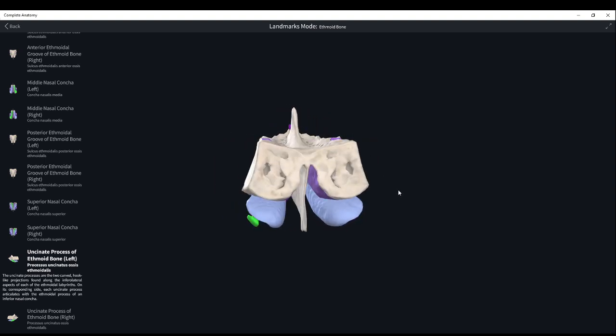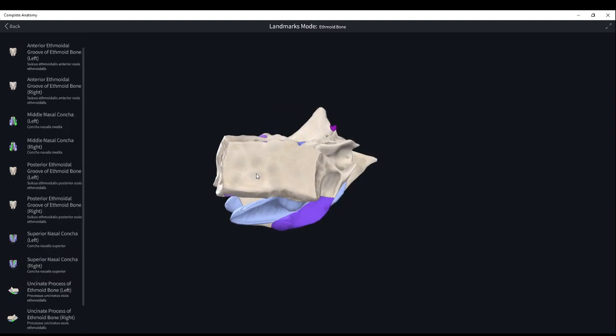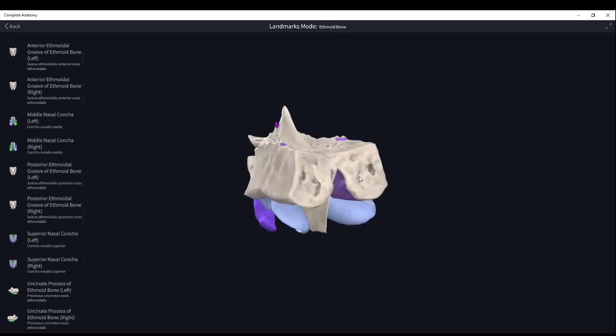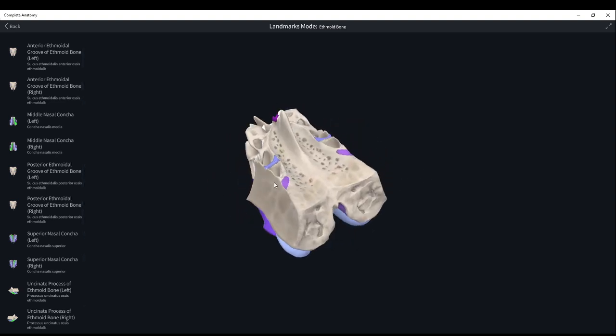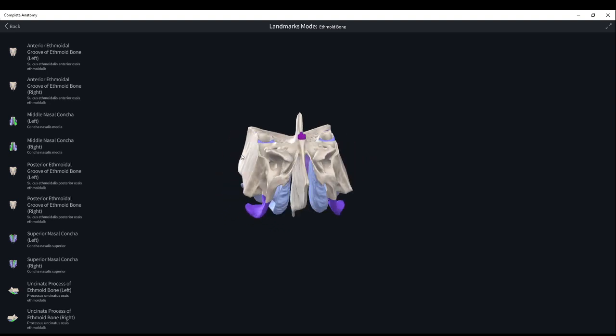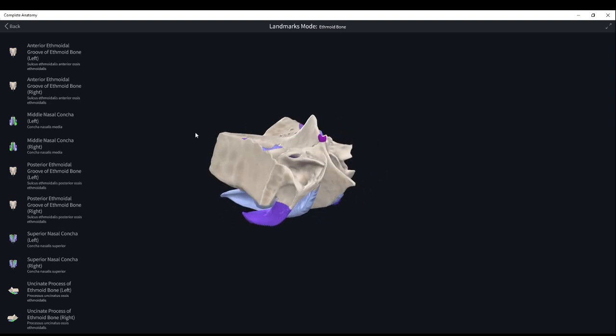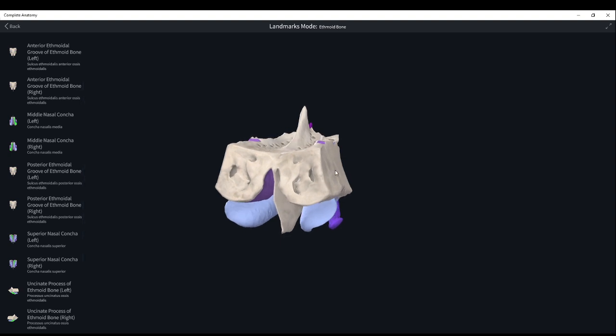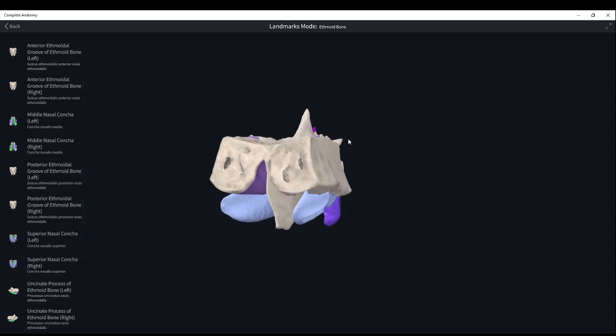That's all about the ethmoidal bone. Also, the body, or rather the large amount of cellulae of the ethmoidal bone, is hollow and filled with air, and the largest cell of the ethmoidal bone is called the bulla ethmoidalis. That's all you have to know about the neurocranium.